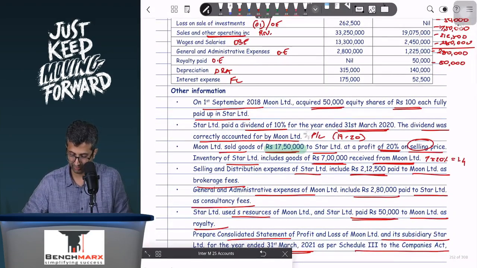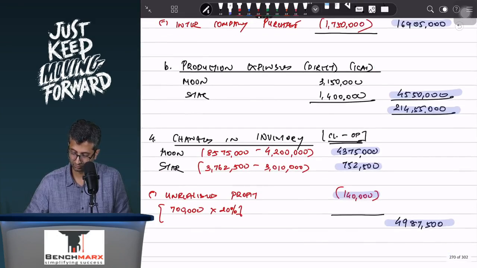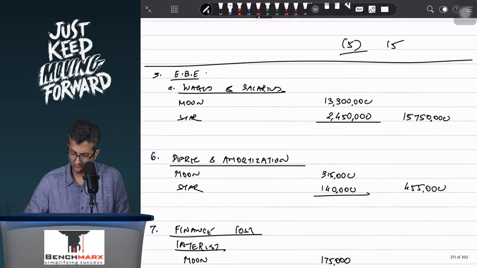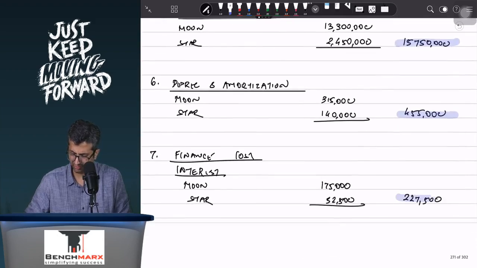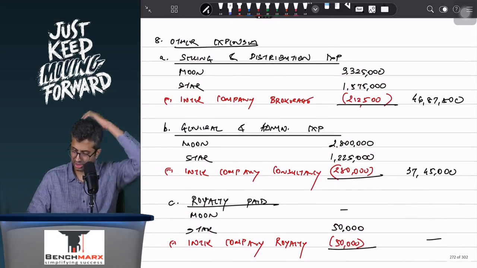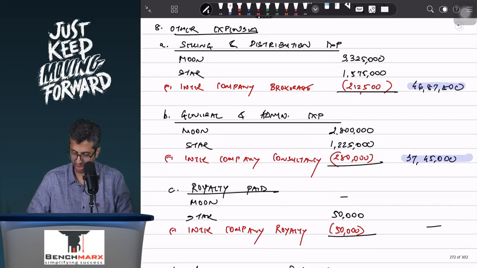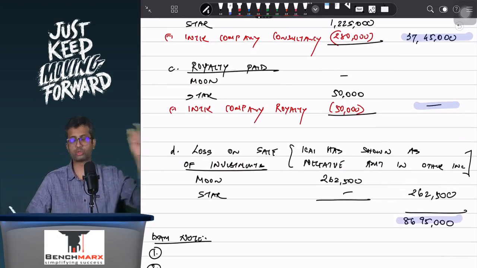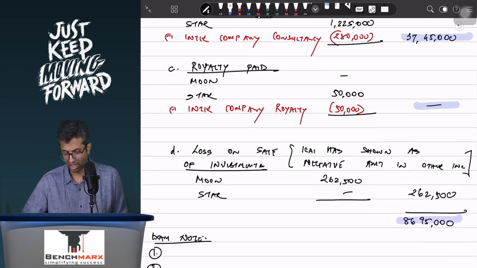you will have wages and salaries. You will total it directly. Depreciation, total it directly. Finance cost, total it directly. But when we look at other expenses, you will have less intercompany brokerage, you will subtract. Intercompany general admin, you will subtract. Royalty will become 0, and hence loss you have taken over here as 262. Institute has taken it as a reduction from other income, and that's about it.